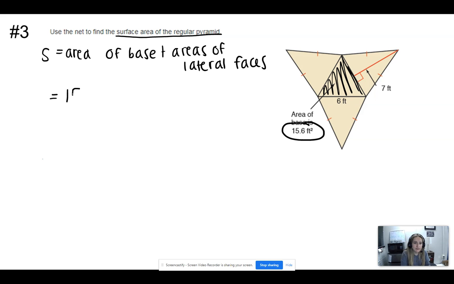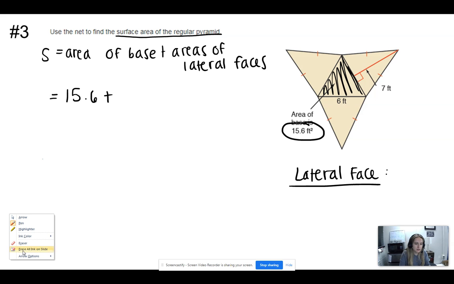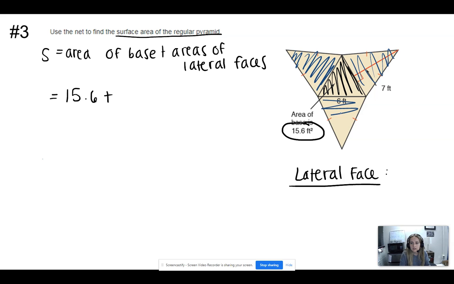So we can just write here 15.6 for area of the base, plus now we need to find the lateral faces area, okay? Now remember the lateral faces are going to be those triangles over here. So these 3 triangles, these are our lateral faces. So we need to find the area of this triangle. Area of a triangle is base times height divided by 2. The base of these triangles, well, it gives us 6 feet right there. So that's going to be the base. The height is going to be that line right there. That equals 7. Divide it by 2.